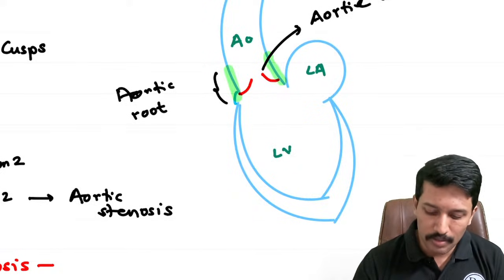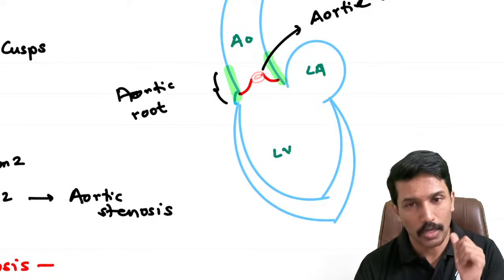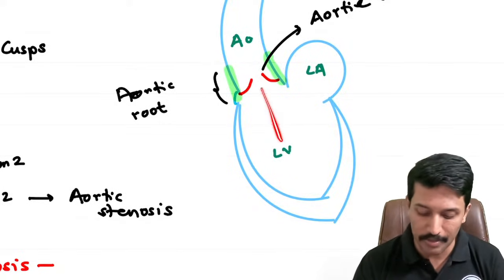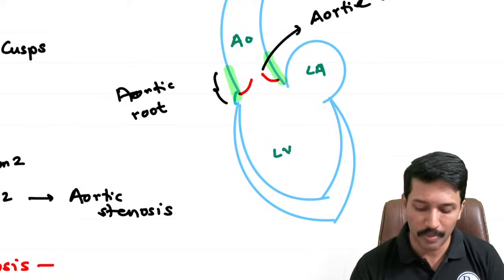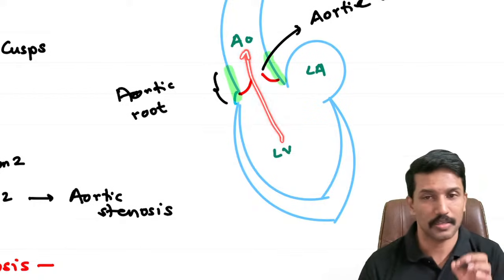And don't you think the stroke volume is partially dependent on the opening of the aortic valve? If the valve is not completely open, will I be able to get a good amount of blood pushed out from the ventricle to the aorta? No, the opening becomes a limiting factor. The smaller the opening, the less blood gets ejected to the aorta.